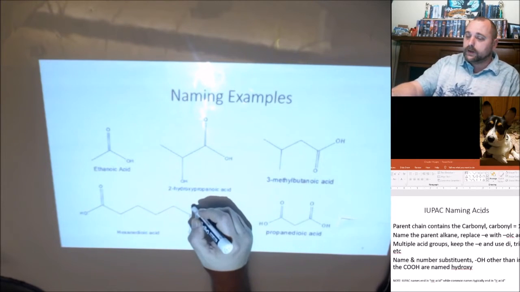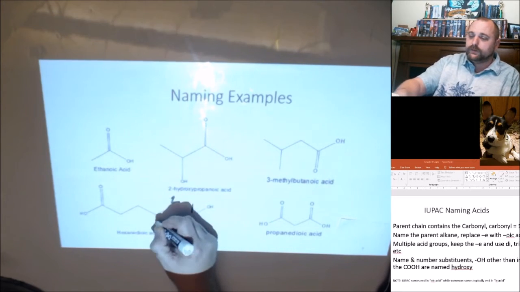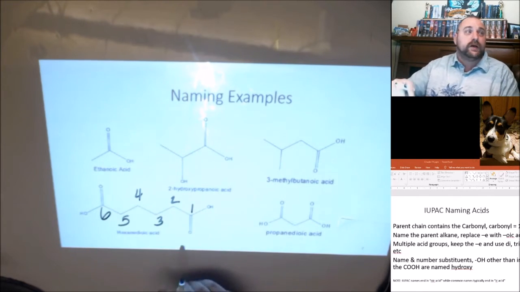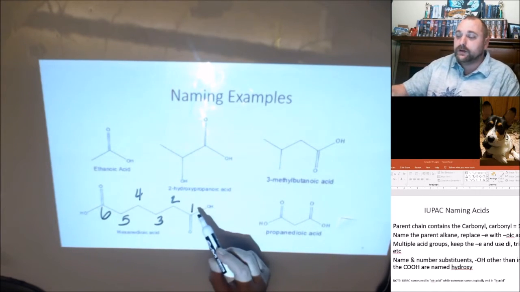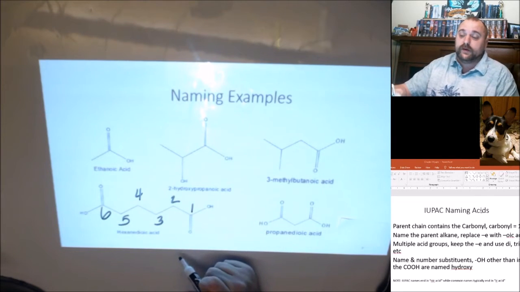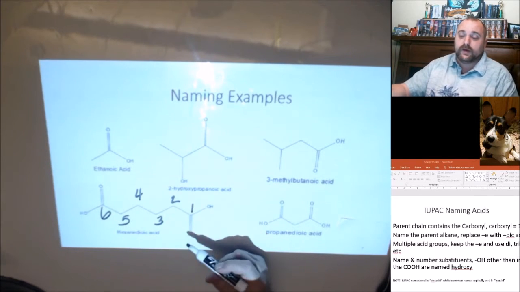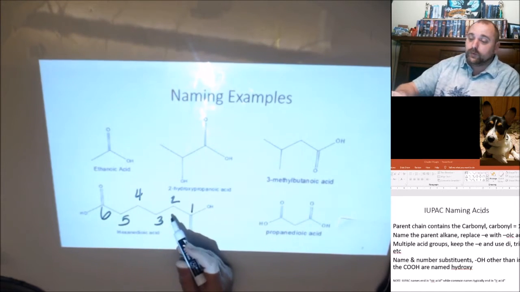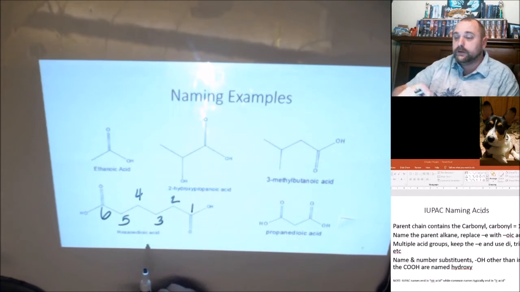Hexane dioic acid. 1, 2, 3, 4, 5, 6, and you'll notice they didn't have to give the numbers. One's at 1, one's at 6. They could have also called it 1,6-hexane dioic acid. IUPAC also allows you to put the 1,6 before the di.